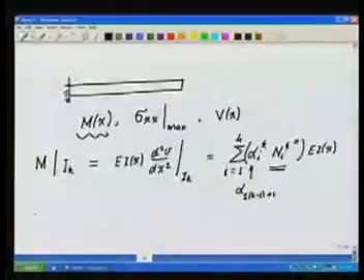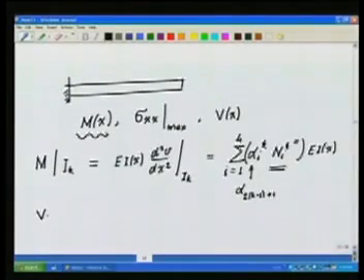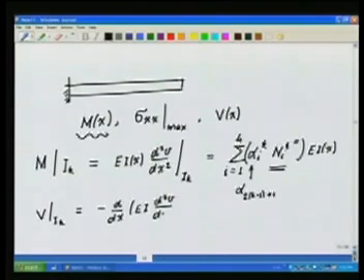Similarly, for the shear force in this case in the element, it will be minus, okay. So, let us assume for the time being that EI is constant, then this essentially means that it is nothing but the third derivative of v, which in the element is a constant because we have taken a cubic.